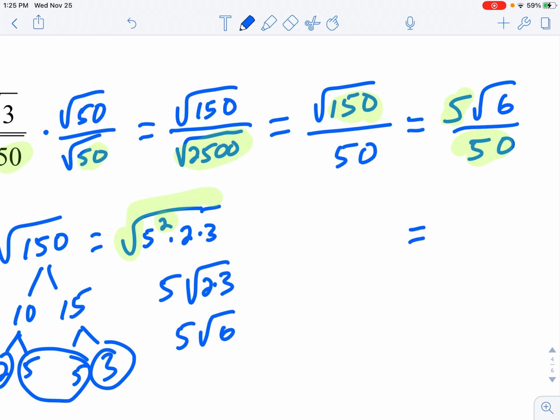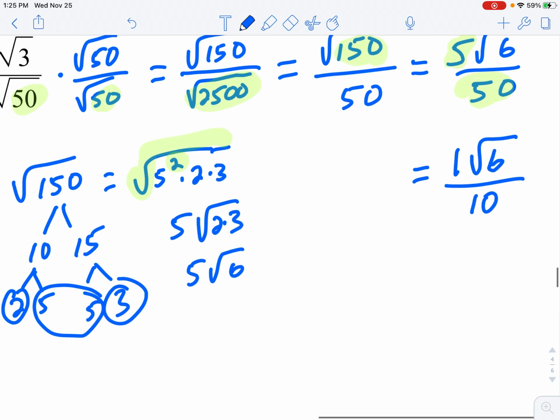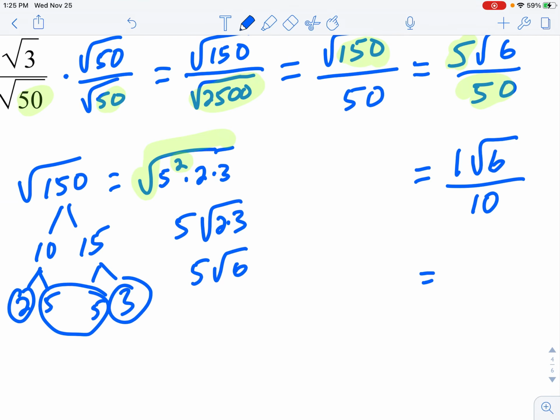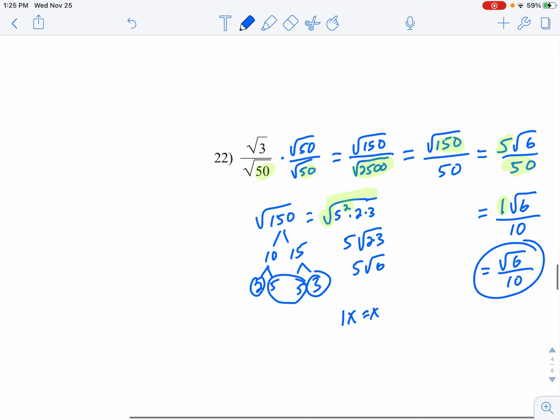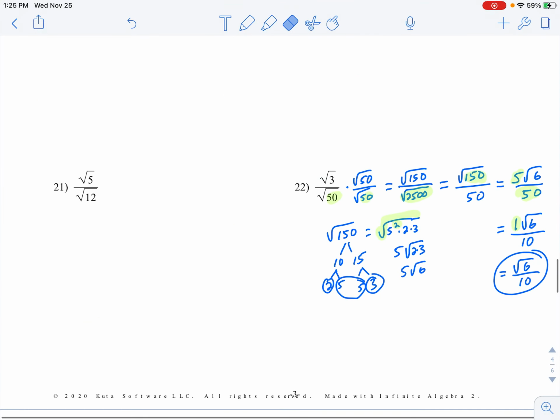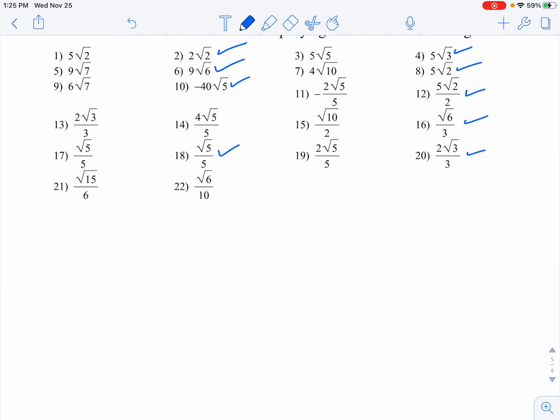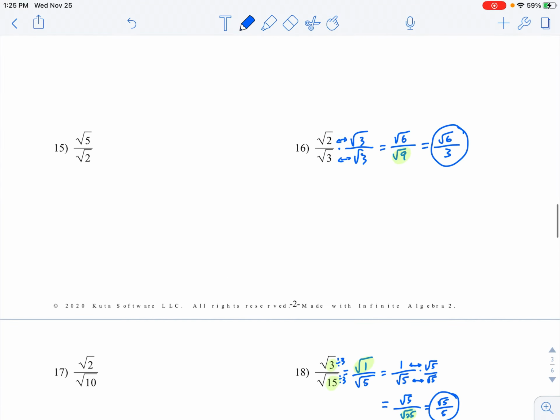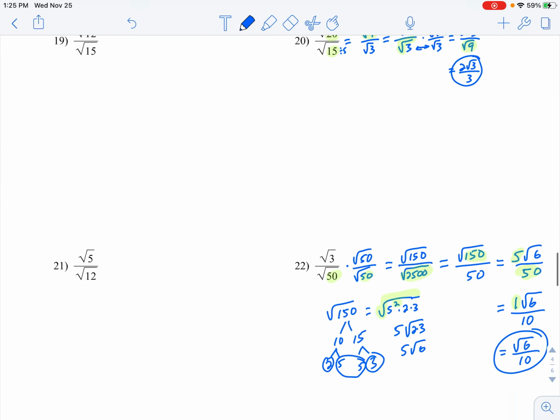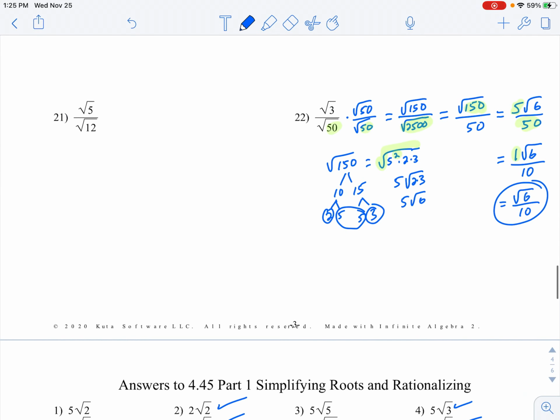Divide them both by 5, you end up with 1 radical 6. 50 divided by 5 is 10. 1 radical 6 over 10. And then 1 radical 6, having a 1 right here, is the same thing as having like a 1x. 1x is just x, so 1 radical 6 is just radical 6. So square root of 6 over 10 ought to be the answer to number 22. And there it is. So they started a little simpler, few steps, and as we go, they get a little more difficult. Number 22 was a lot of work.